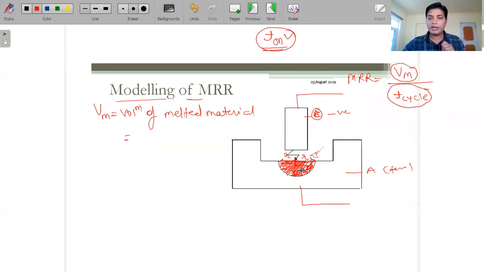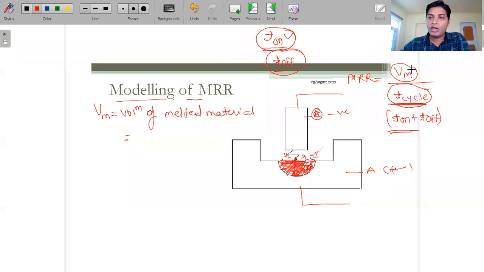Guys, please look here. There is a collapse of the ionized column, and because of that the pressure and shock wave are generated, and along with the dielectric fluid the material which has been melted is flushed out. You have to consider that as well, and it occurs when the time is off. This is very important. You do not write directly T on, it should be T on plus T off. Sorry, this is T off, this is the cycle time.